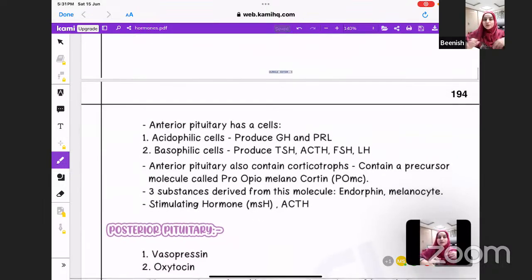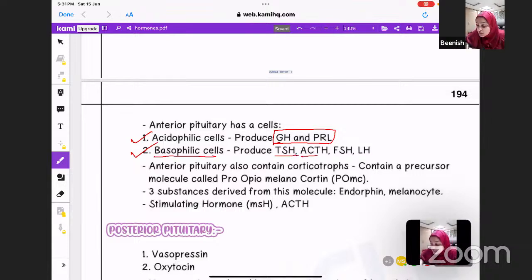Now, anterior pituitary has basically two types of cells, acidophilic cells and basophilic cells. The acidophilic cells produce growth hormone and prolactin. Now, whatever hormones are left will automatically fall into the basophilic cells. That is your TSH, ACTH, FSH, and LH. So they are produced from the basophilic cells. So you only have to remember one thing, that your anterior pituitary has two types of cells, acidophilic cells and basophilic cells. The acidophilic cells produce growth hormone and prolactin, and growth hormone and prolactin are also known as twin hormones. And your basophilic cells produce TSH, ACTH, FSH, and LH.